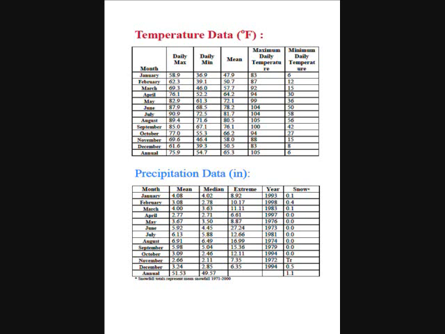Okay, so the answers. How many years of data? It's 30. If you look at the bottom of the chart, it says taken from 1971 to year 2000. So 30 years' worth of data. The coldest month in Charleston is December. The wettest month in Charleston is August. How many months over 50 degrees Fahrenheit? That's 11.